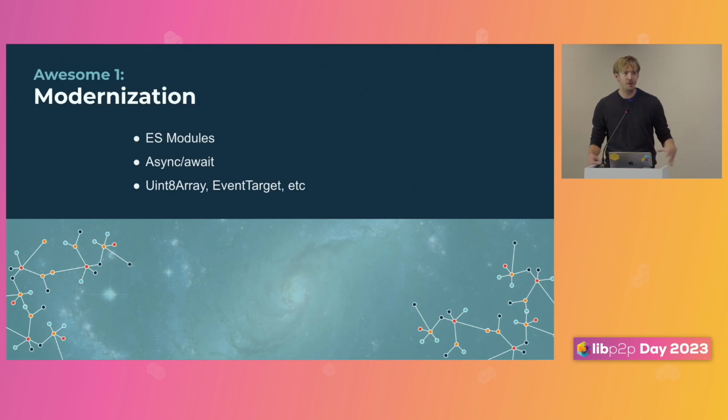So one huge awesome thing that we've done is a huge modernization effort. JavaScript libp2p is, I think, one of the first 2 implementations of libp2p. So it's had a long history, and over that history, JavaScript as an ecosystem has evolved very significantly. So it's a lot different than a project starting fresh, where you can use up-to-date paradigms from the beginning.